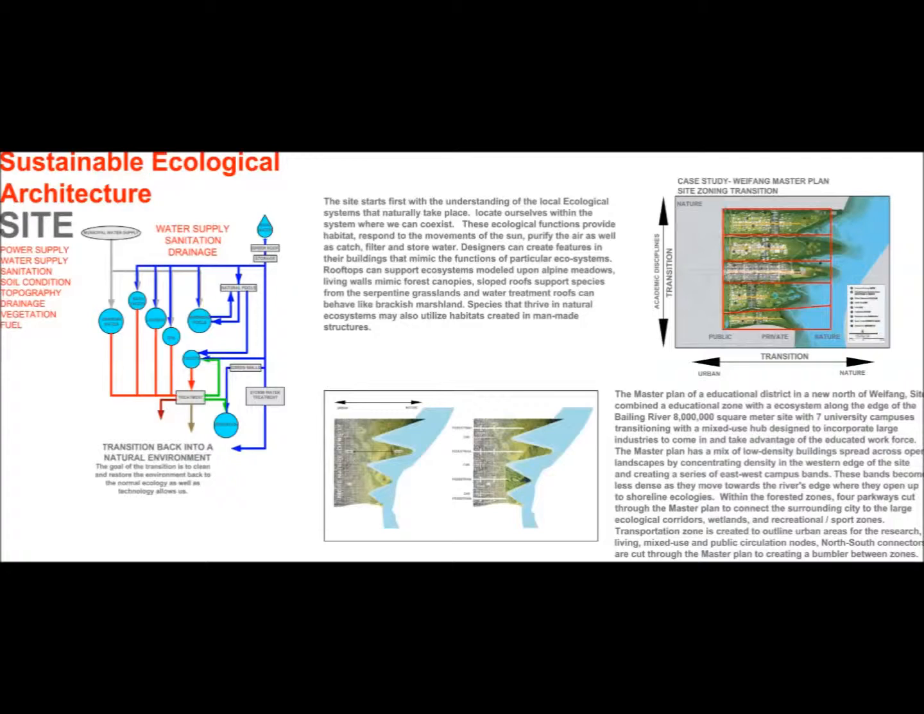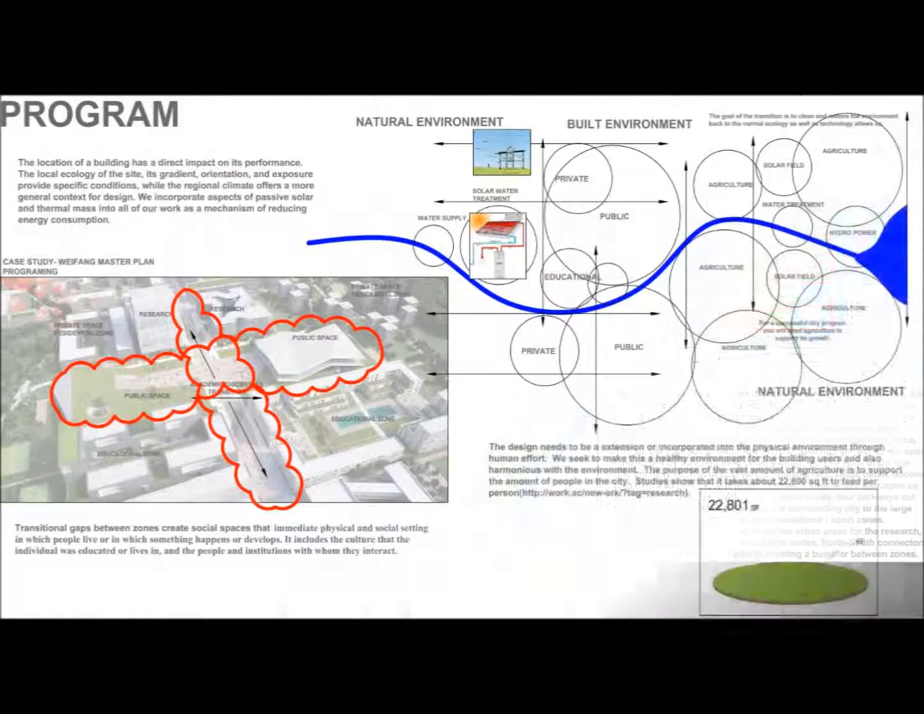Species that thrive in natural ecosystems may also utilize habitats created in man-made structures. The location of the building has a direct impact on its performance. The local ecology of the site, its gradient, orientation, and exposure provide specific conditions, while the regional climate offers a more general context for design.